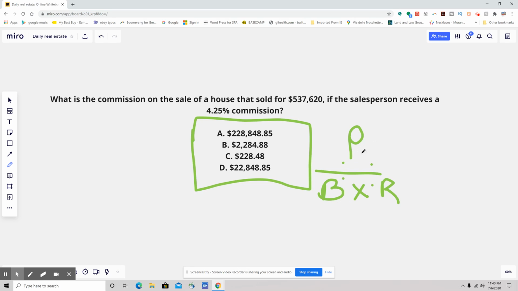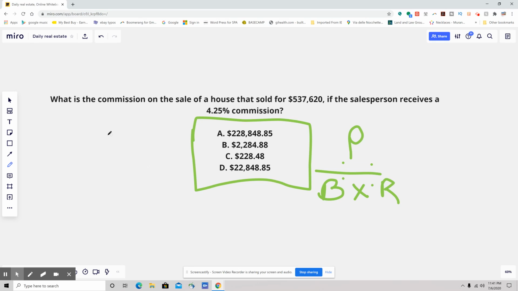Okay. We have our part over the base times the rate. How we use that is we cover up what we are looking for. And once we have the two numbers identified that we have in the question, we do whatever the order of operation is. If we are looking for the rate, we would divide the base into the part. If we were looking for the base, we would divide the rate into the part. And then across the bottom is a multiplication problem. So, for those of you who aren't familiar with this, let's get familiar with where we put what.